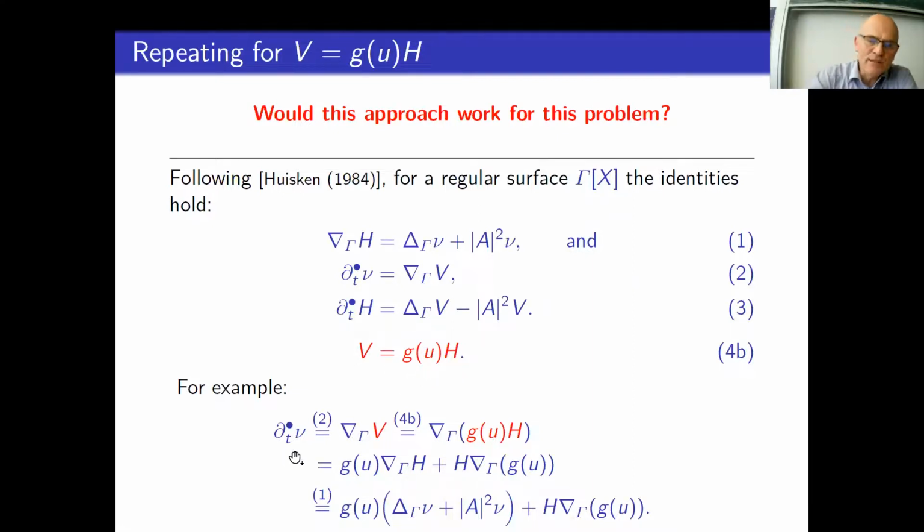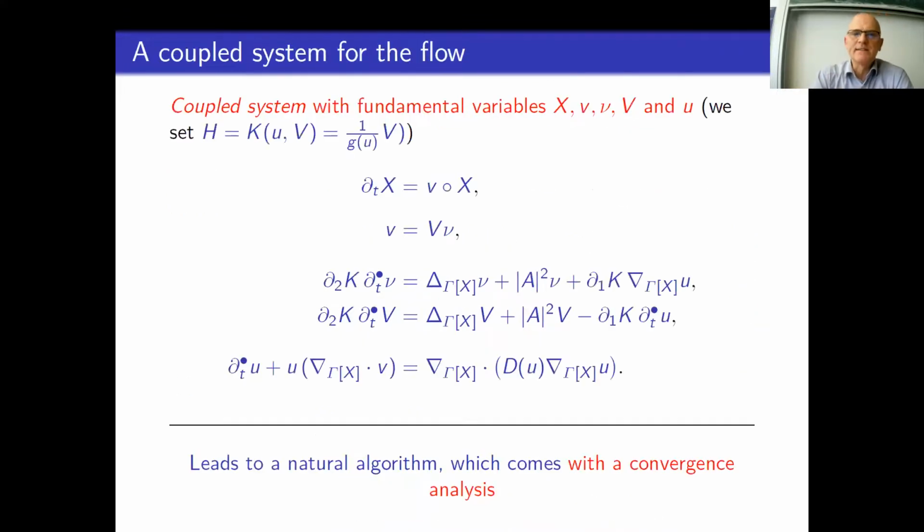For example, for the normal, the time derivative of the normal is given by this right-hand side. If you divide by g of u, you get a nice quasi-linear structure with respect to the elliptic operator, and this can be used to discretize the equation. So altogether, what one does is the following. The time derivative of x is given by a velocity, which is now a vector. The velocity is given by the normal velocity times nu, but how to compute them? They solve this system of PDEs.